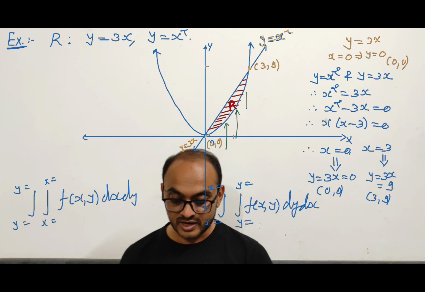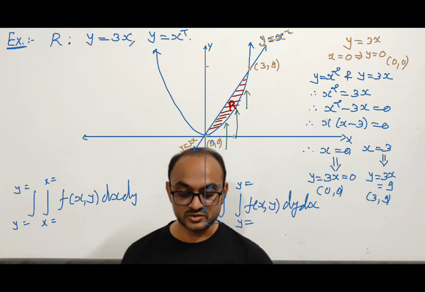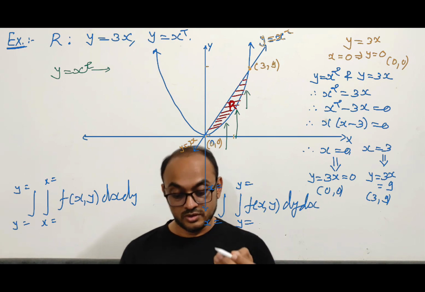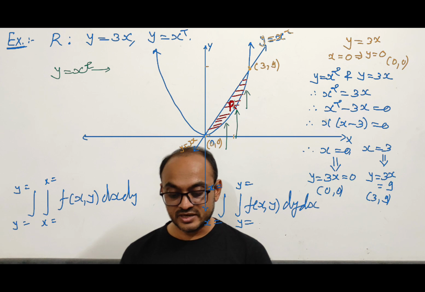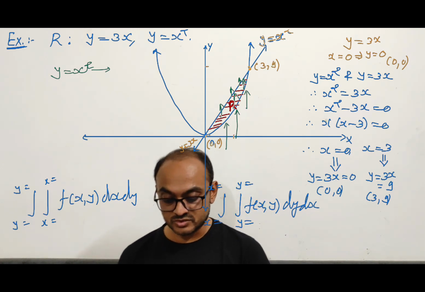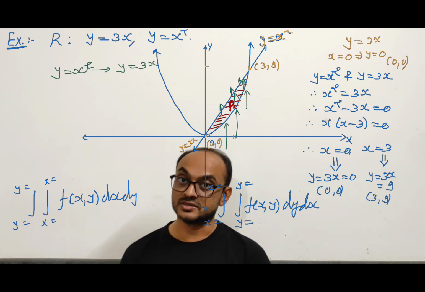Then when I draw the vertical line, I am entering the region from the curve y is equal to x square. So y is equal to x square is my entry here. Now we are moving towards the inside of the region, and then we go outside. So we exit from the curve which is a line. Which line is it? y equal to 3x. So our journey started from y equal to x square and will end at y equal to 3x, right?